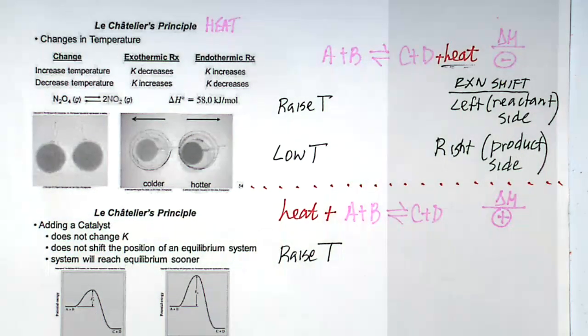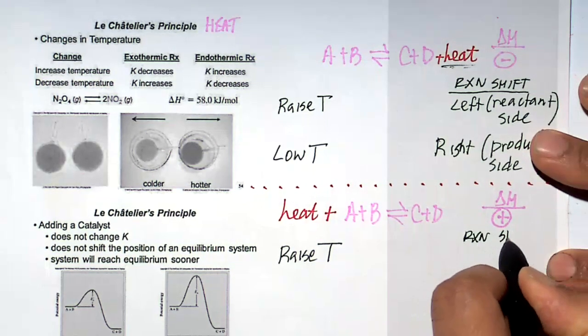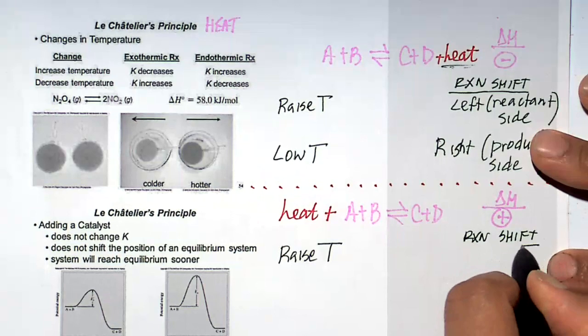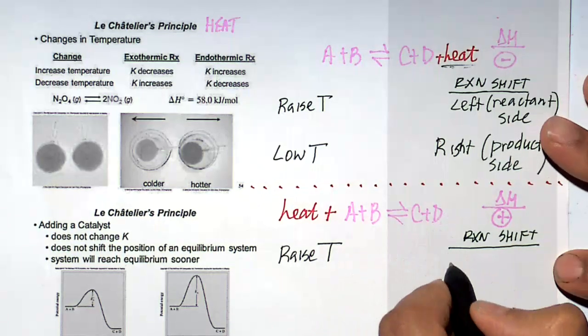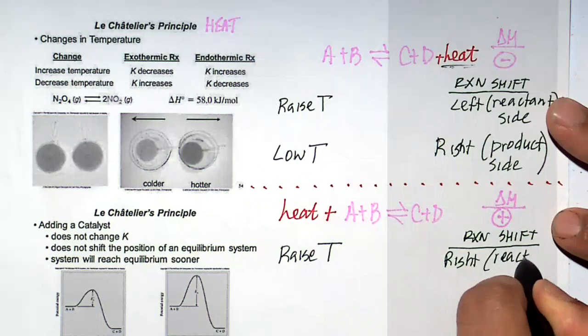If we raise the temperature, what are we adding? Heat. If we're adding heat, what will the reaction do, Connor? Shift to the right. It's going to shift to the right to remove the heat that we caused by raising the temperature. Shift to the right. Very correct. And that's the reactant side.